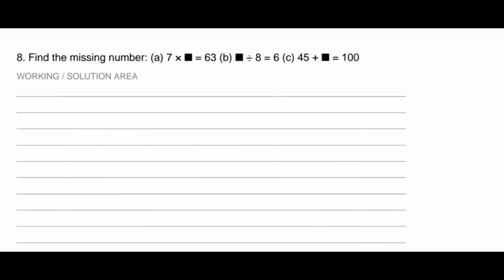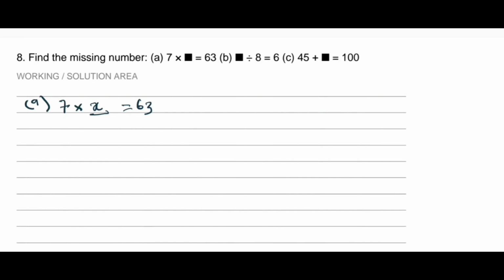Okay, so A, they are saying that 7 times a certain number will give us 63. So let's say that number is X, because we don't know the number. So we will use an alphabet to represent that number. Do you understand?